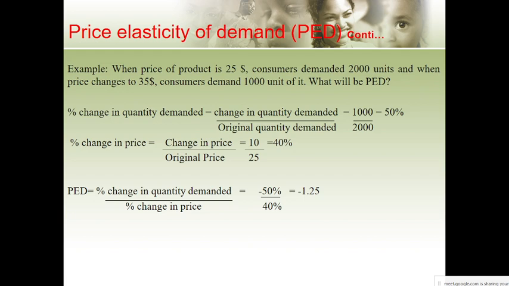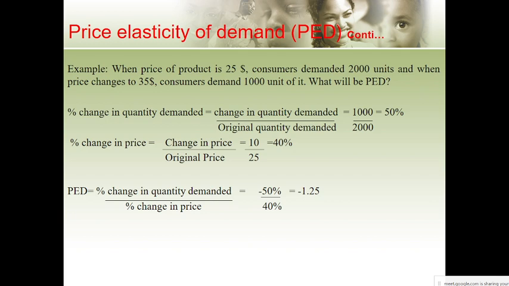And what does the negative sign mean? According to the law of demand, there is an inverse relationship between demand and price. If you see the example, the price of the product was 25, and you were demanding 2000. When the price goes up, demand goes down. So there is an inverse relationship. That's why the negative sign shows that there is an inverse relationship between price and quantity demanded.